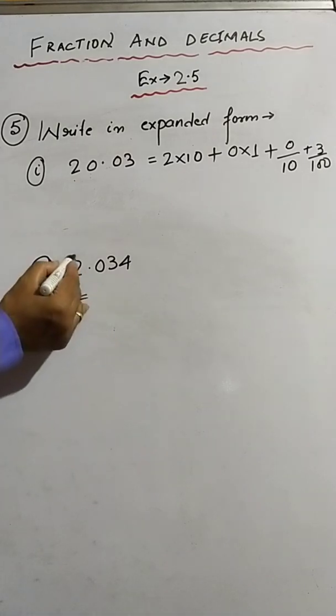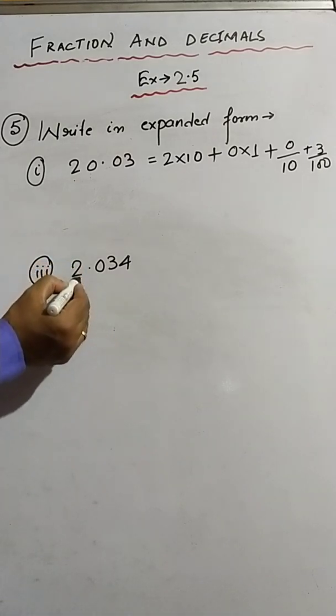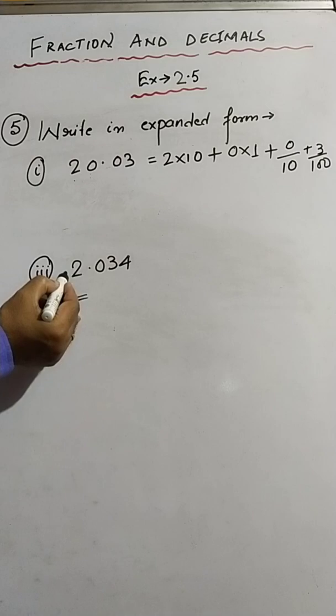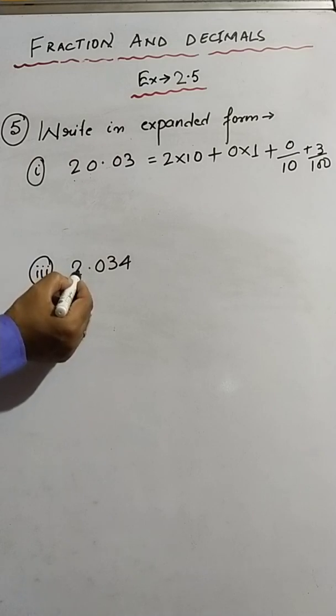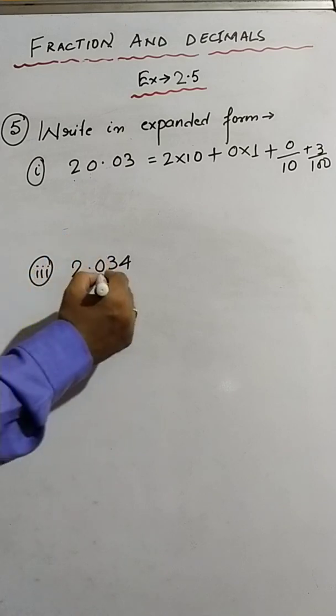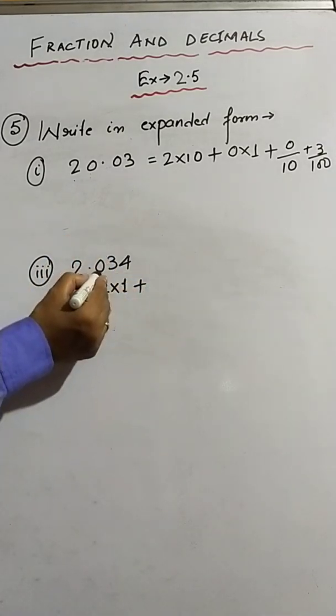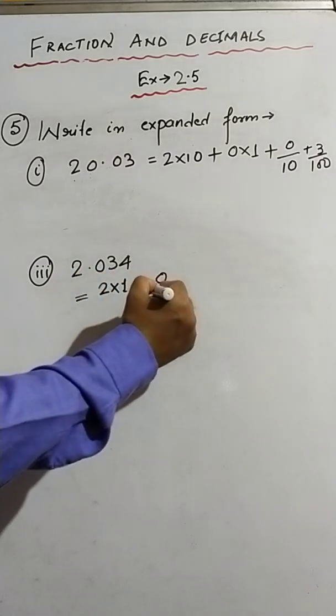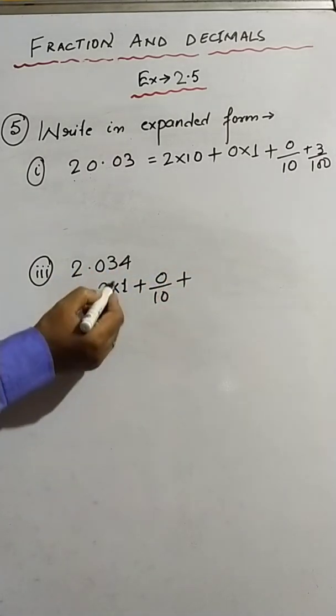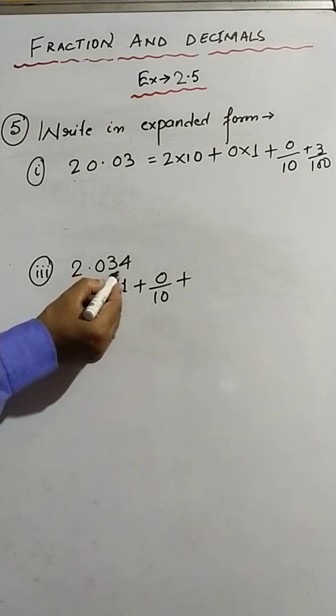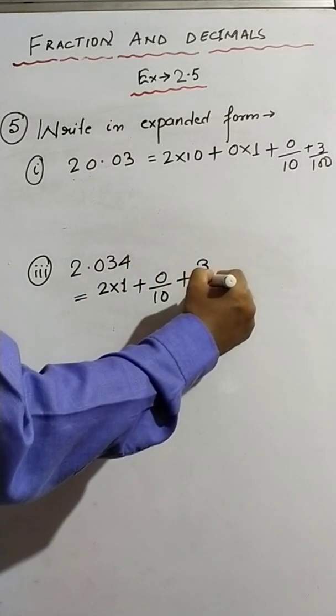Okay. So what is the place value of this 2? Just to the left side of the decimal, the place value of this would be what? Unit digit. So 2 into 1. Now the place value of 0 is what? 10th. So we'll divide this 0 by 10. What is the place value of this 3? 100th. So we'll divide it by 100.